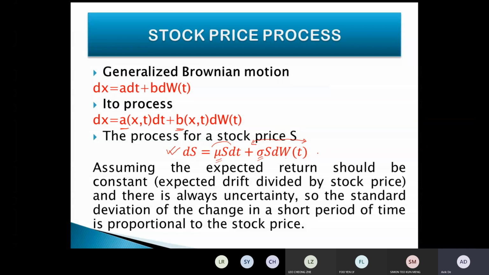We also follow this formula in the Black-Scholes method. When we discussed the Black-Scholes method, we also used this dS_t.